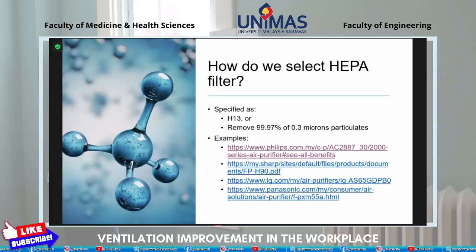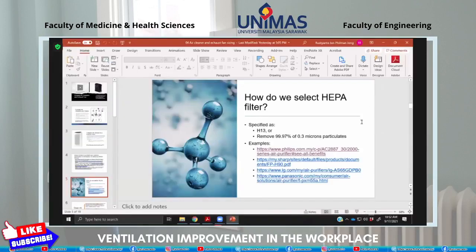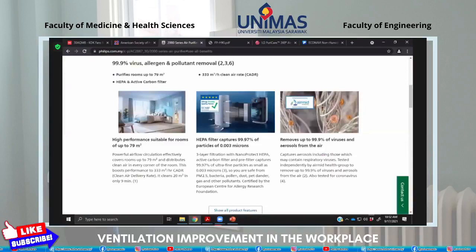So how do we identify this equipment with the said HEPA filter? Either we can look into their specification, whether they specify as HEPA H13, or in most cases, they don't specify HEPA H13, but they specify that their HEPA filter can remove 99.97% of 0.3 micron particulates. Let us look into certain examples. I have a few examples here, from the links that I provided.